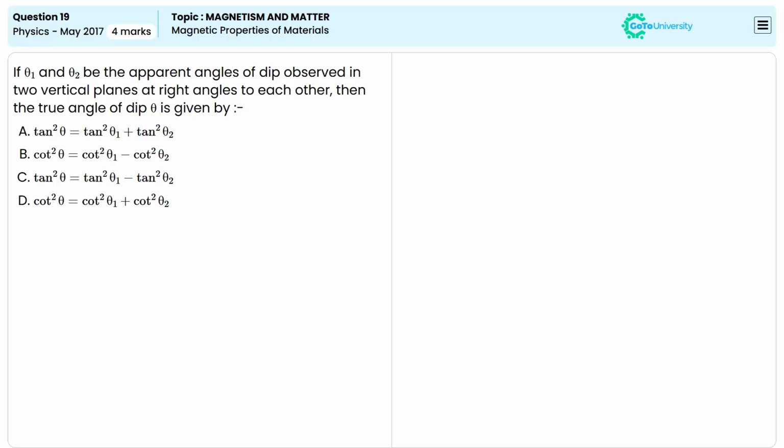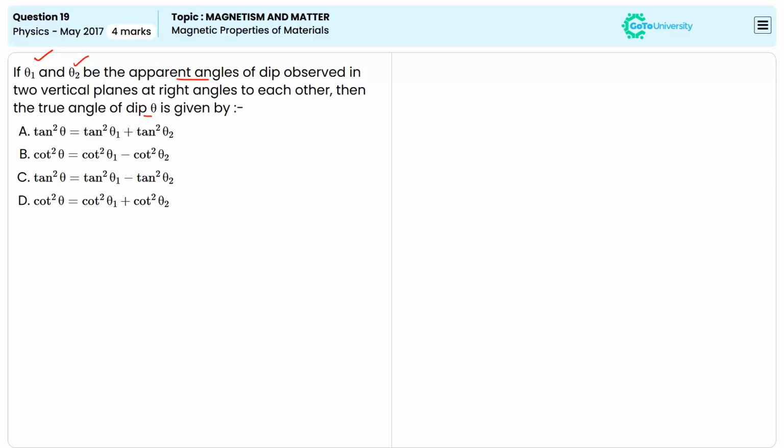What is the value of dip θ? Here θ1 and θ2 represent the apparent angles of dip observed in two vertical planes at right angles to each other. The true angle of dip is related to the apparent angles θ1 and θ2 observed in these planes.